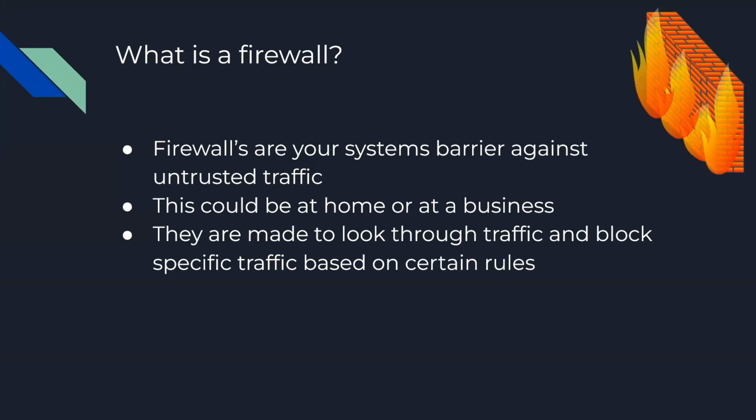Now we'll start off with what is a firewall. A firewall is your system's barrier against untrusted traffic. This could be at home or a business. An example of this could be someone prodding your firewall with an Nmap scan. I'm going to be trying to show this later in the video. They're also made to look through traffic and block specific traffic based on certain set rules, specifically by your administrator if you're at a business, let's say.